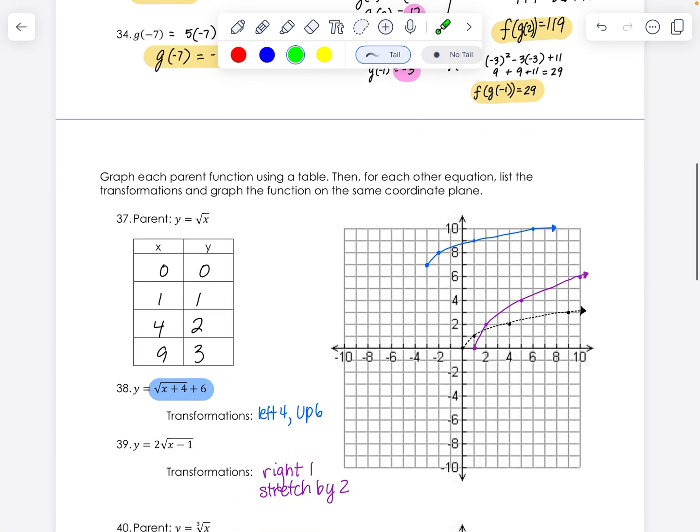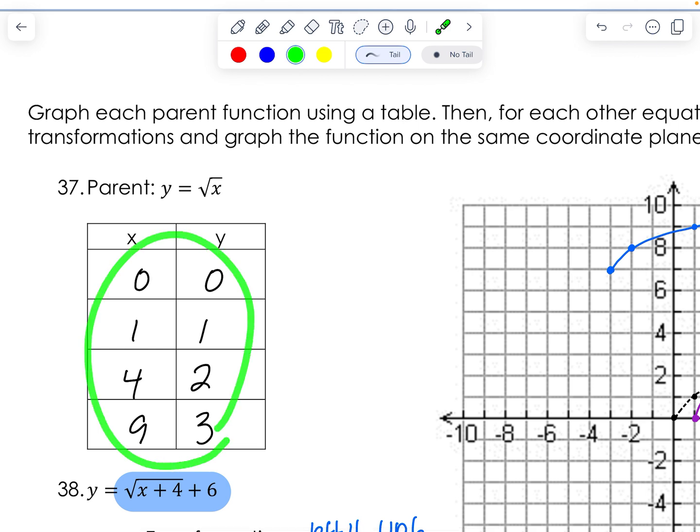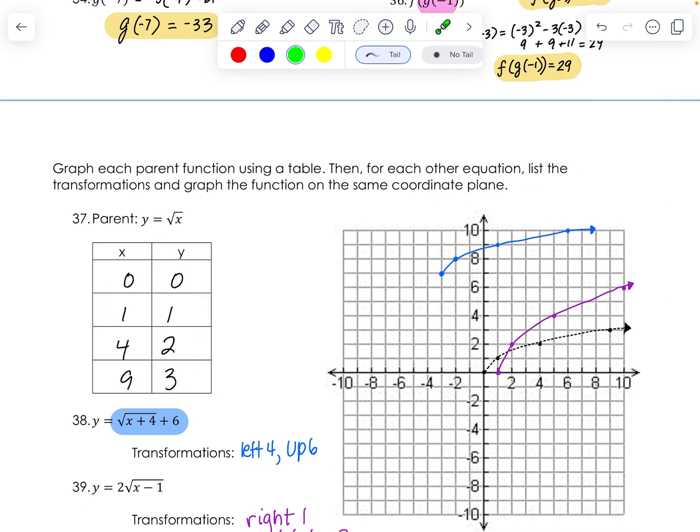Okay, we got graphs. Parent function is square root of x. This is just kind of for your own use. Hopefully you know those points. But square root of x here is our parent function with those points. And then we're just going to go left 4, up 6. So that's the blue one.